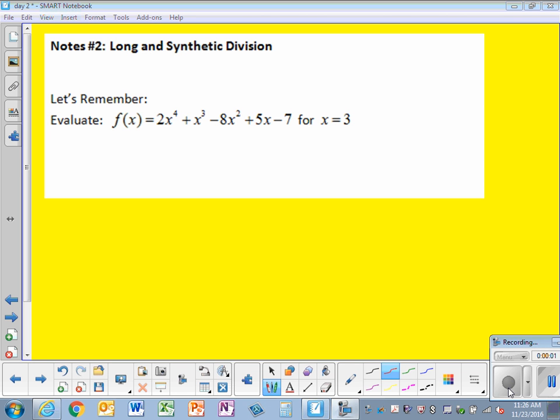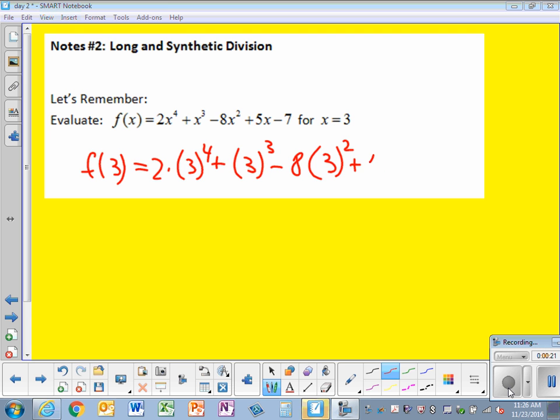Evaluate the function for a specific value of x. What do we do? Easy. I just plug it in, right? So f of 3 equals what? 2 times 3 to the power of 4 plus 3 to the power of 3 minus 8 times 3 to the power of 2 plus 5 times 3 minus 7.